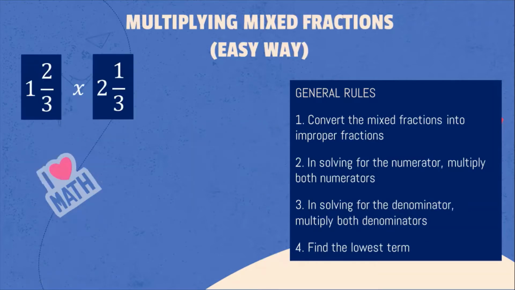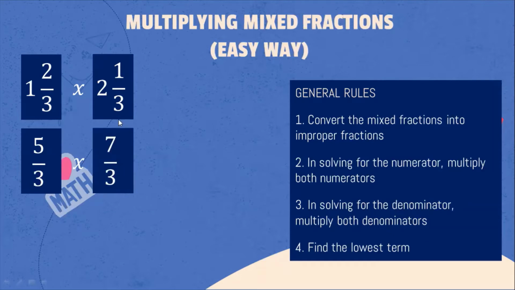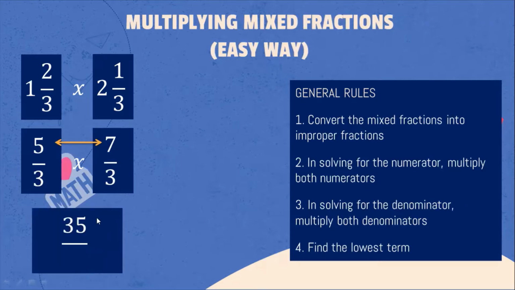Next example. 1 and 2/3 multiplied by 2 and 1/3. First step, convert the mixed fractions into improper fractions. 3 multiplied by 1 is 3 plus 2, that is 5. Then copy 3. 3 multiplied by 2 is 6 plus 1, 7. Then copy the denominator, and that is 3. In solving for the numerator, multiply both numerators. 5 times 7, that is 35.